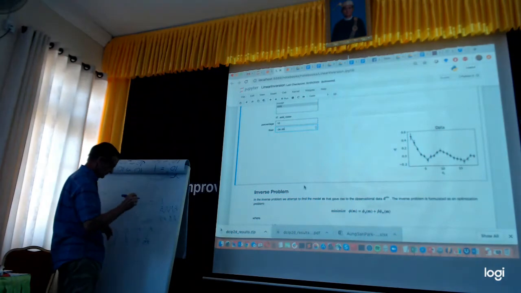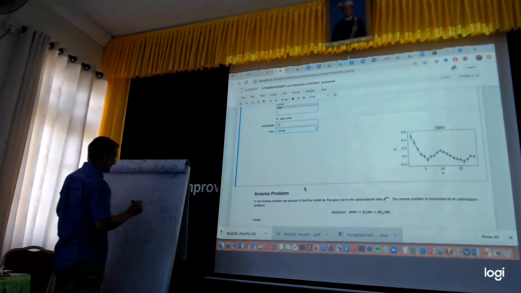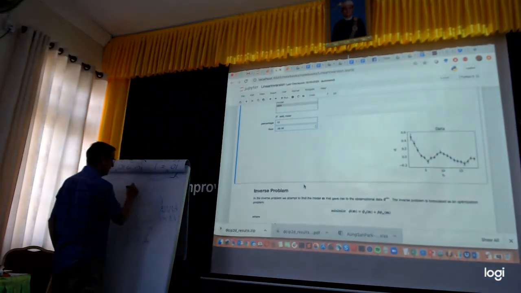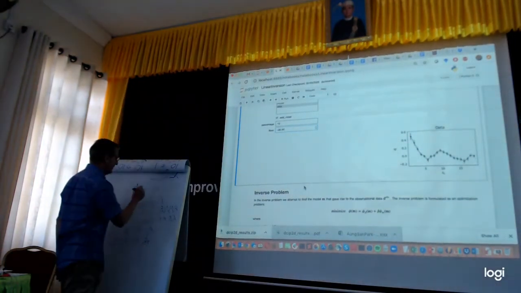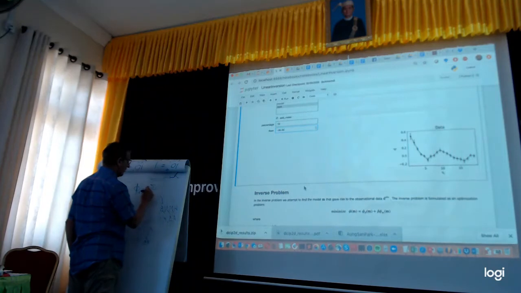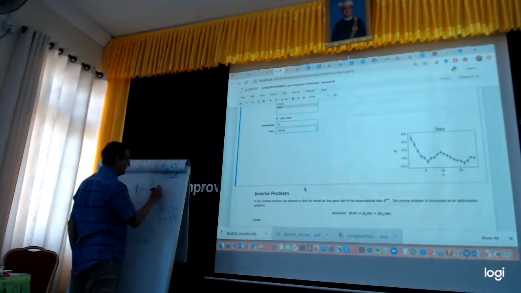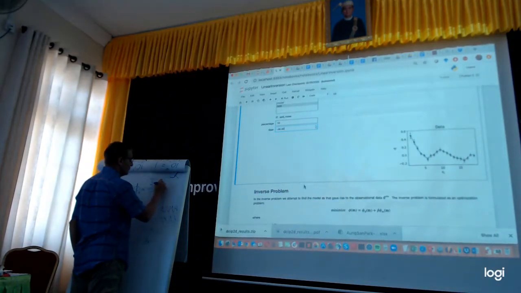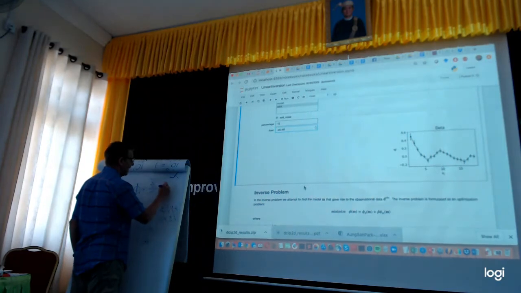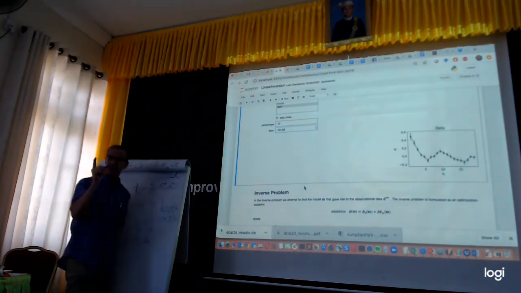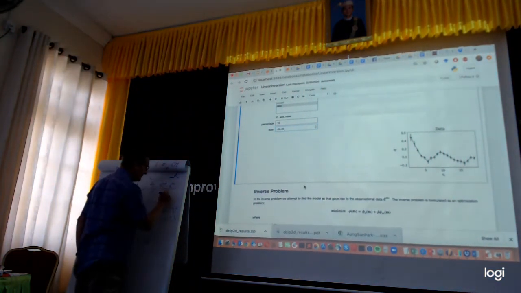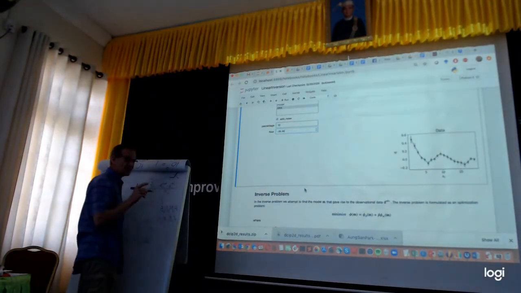Remember, we had our misfit, which was the sum over all of the data of our predicted minus the observed, divided by epsilon I, our standard deviation.